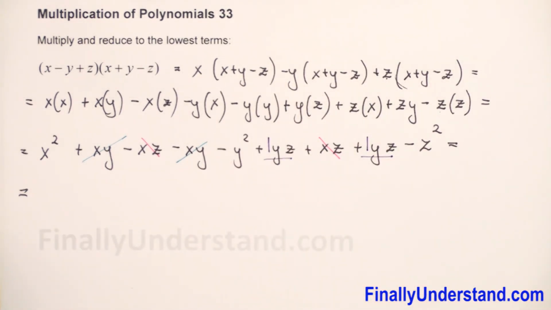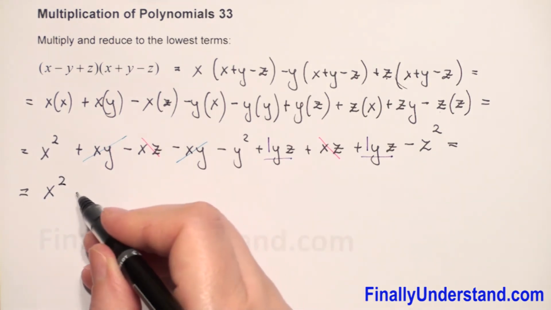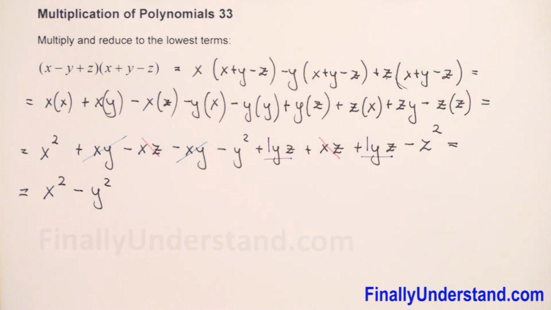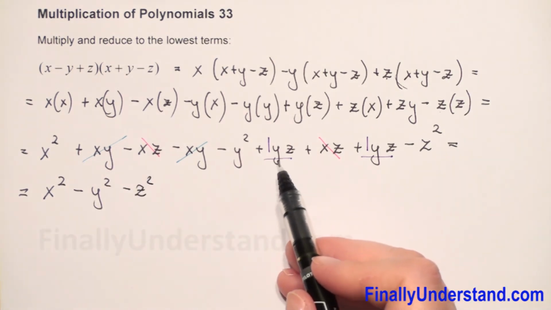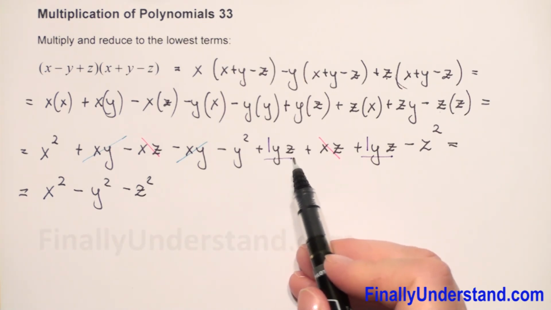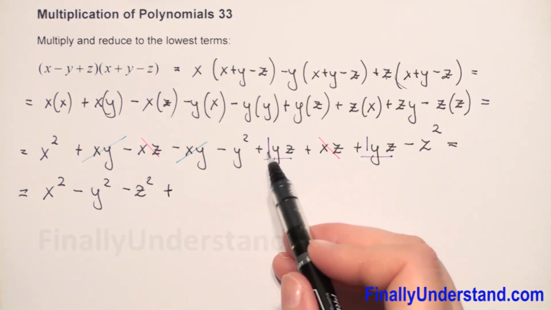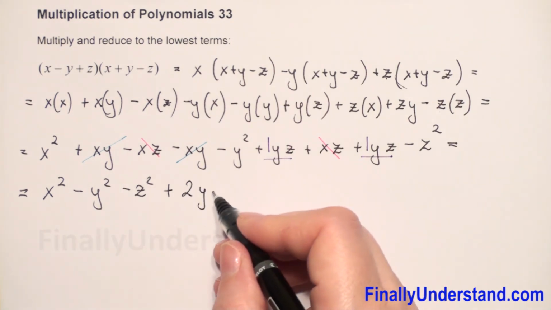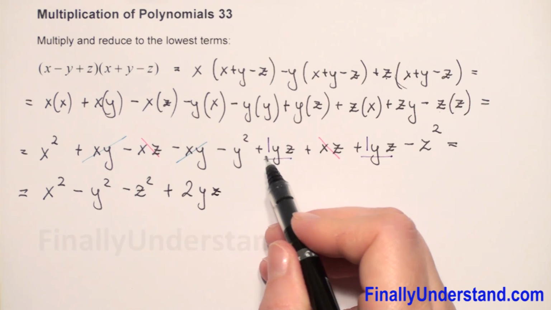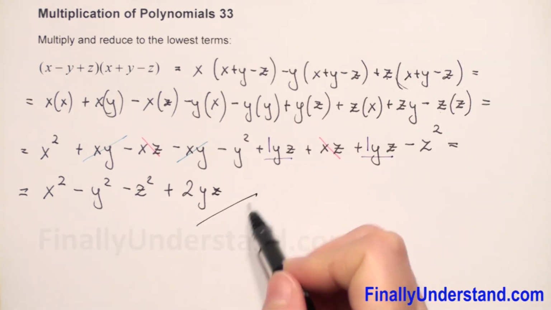So where we have to rewrite, we have x squared minus y squared, and we have minus z squared, and the like terms, 1 yz and 1 yz. We have positive like terms, so we have to keep the positive sign, and 1 plus 1 is 2, and we have to just rewrite the variables y and z. 1 yz plus 1 yz is 2 yz. This is my solution.